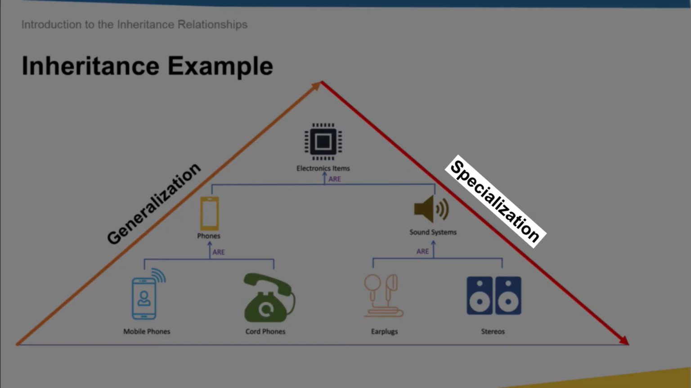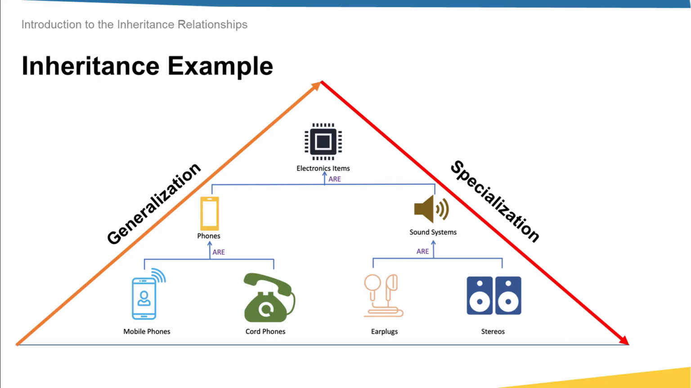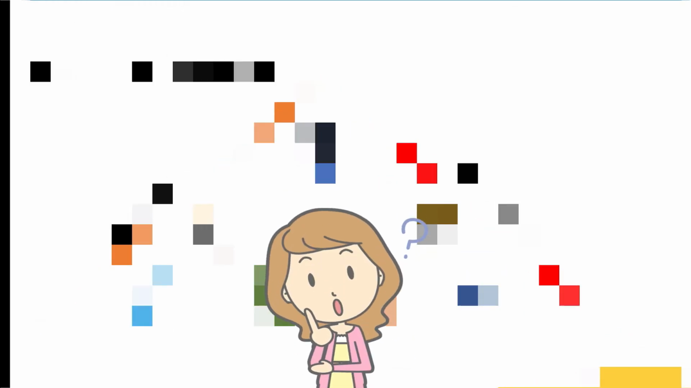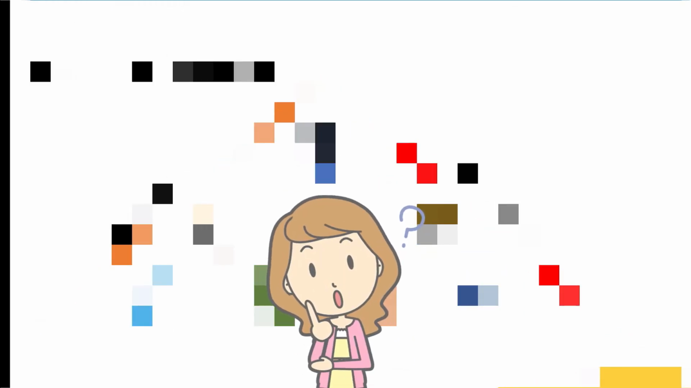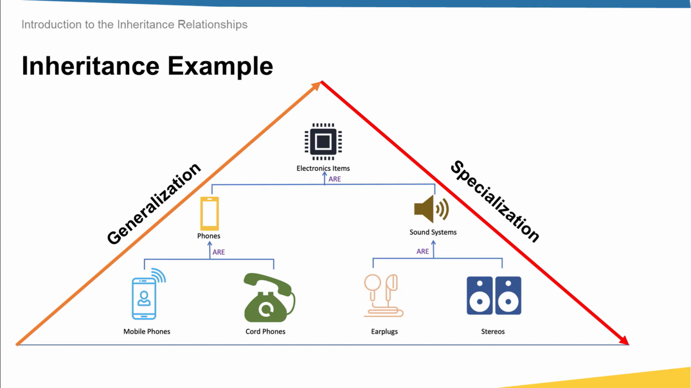And when you move from top to the bottom of this diagram, we are doing specialization, which means I'm going from the most common class to the most special class. For this reason, sometimes we call inheritance relationship as generalization and specialization relationship. Now don't worry if you don't fully understand this example, because later on I'll show you in code how we implement this and what is the value of using inheritance relationship in our programs.